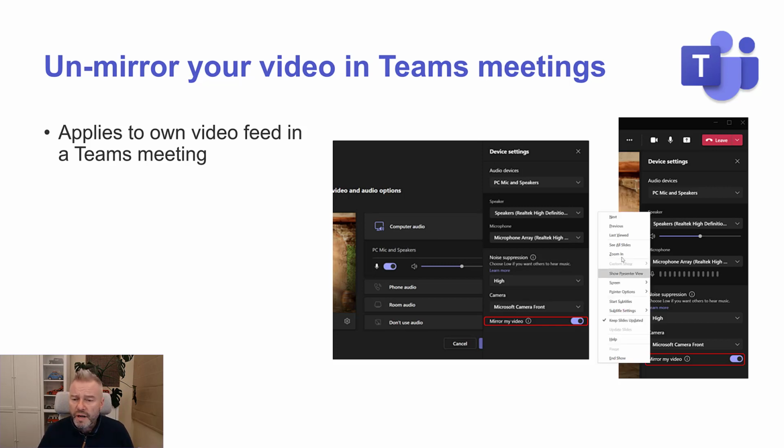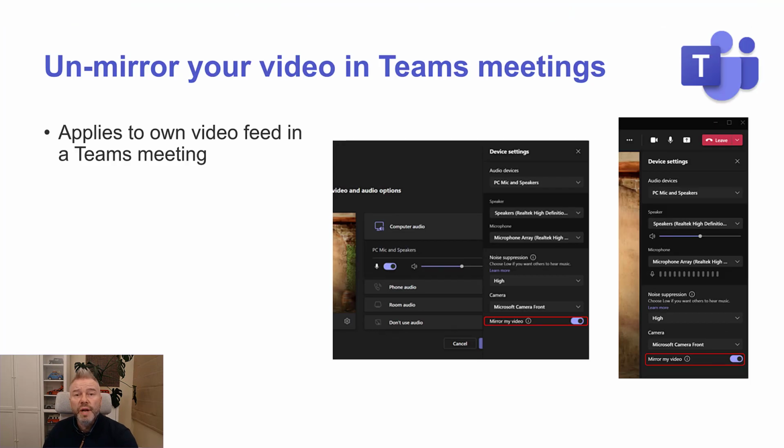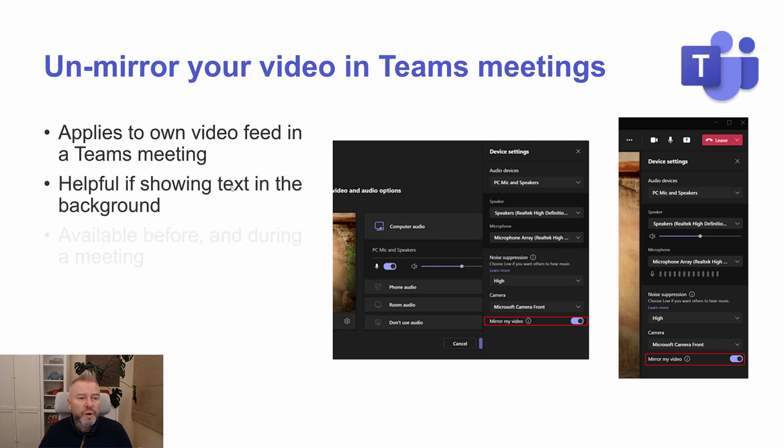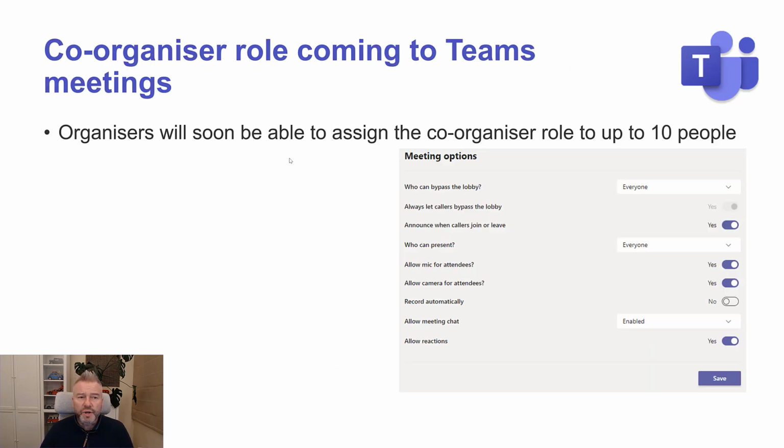Anyway, if we go down to here, we can see that we have the option. By default, it will mirror, which is the behavior that you're used to now. But if you put that slider across, then it will put it the right way around, so you see it like you're expecting to see it. Let's just quickly go for this. You can do this before, during, or after your meeting, and it's due January to February this year.